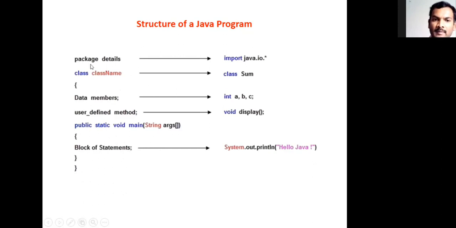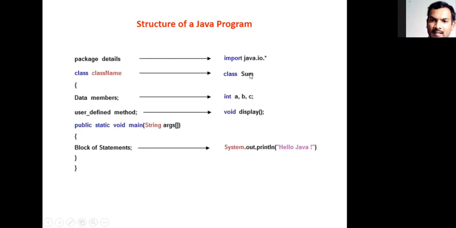So if you want to make use of the packages in your program, then we need to use the keyword called import. And this is the name of the package, called the IO package. And each class should be preceded with the keyword called class and followed by the name of the class.